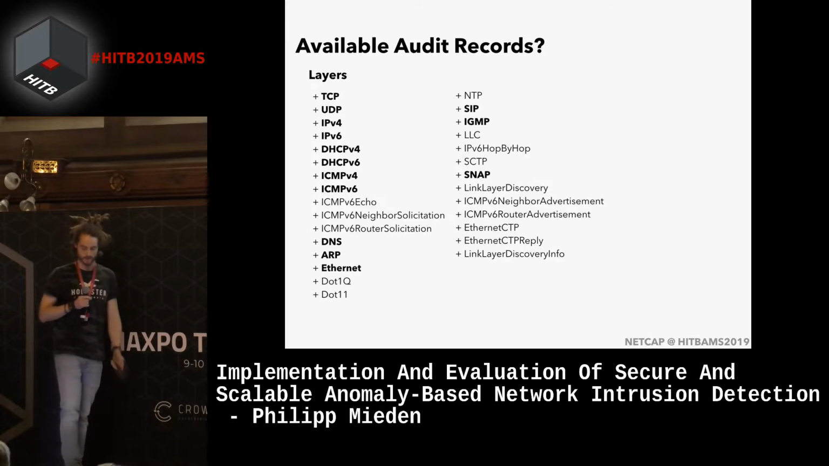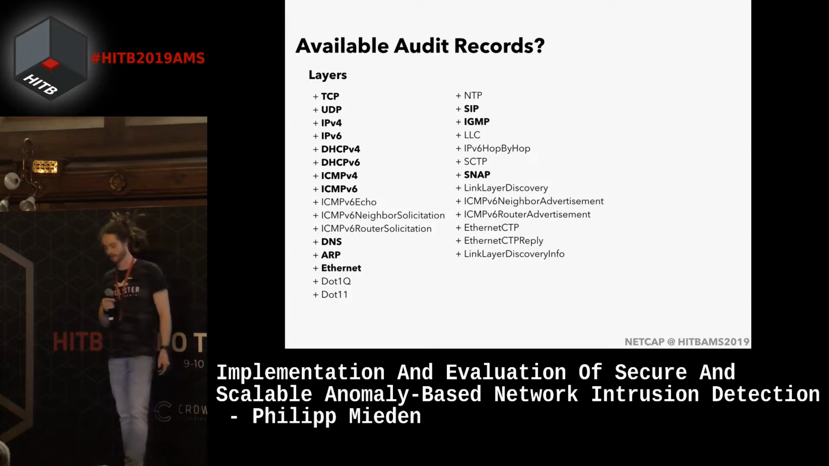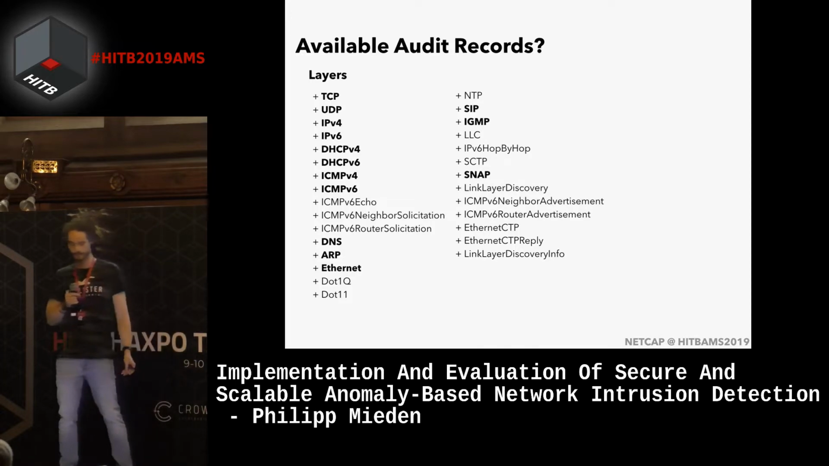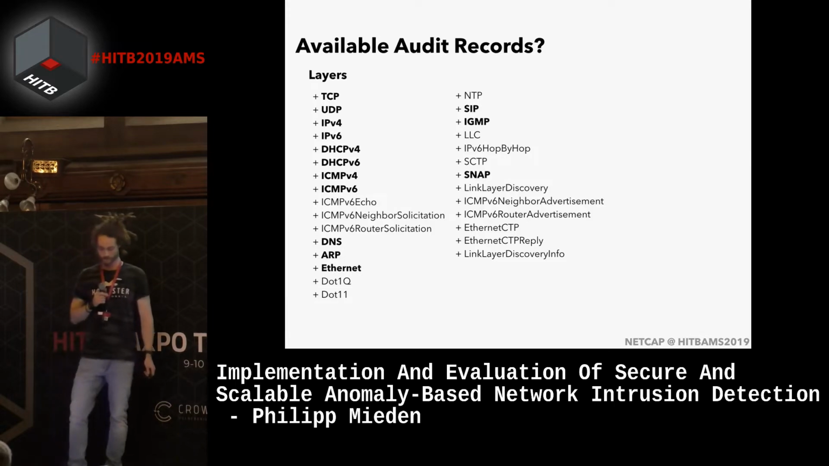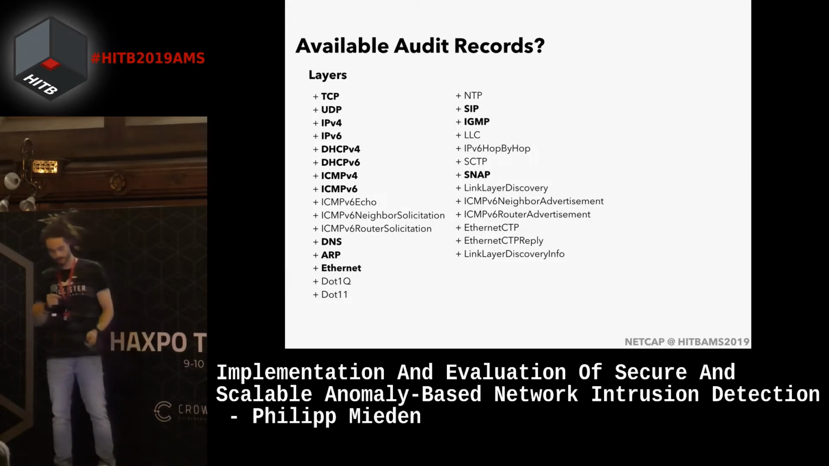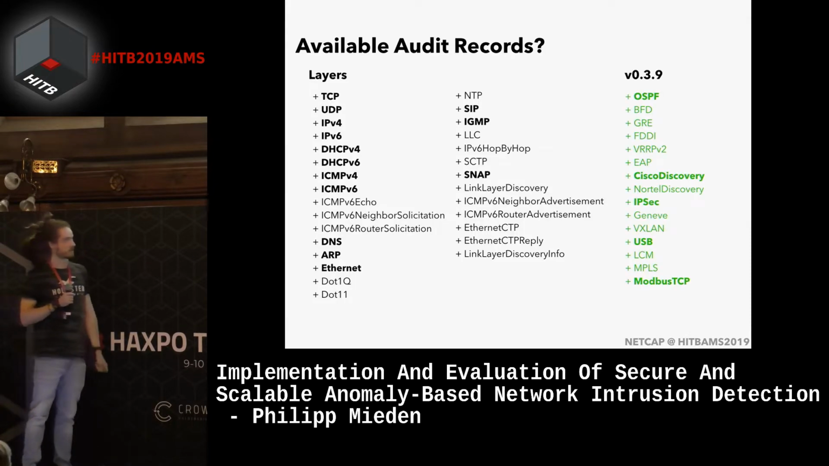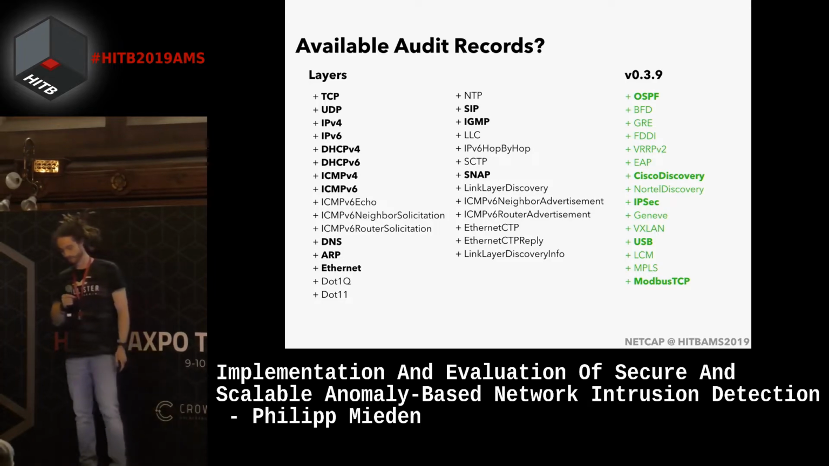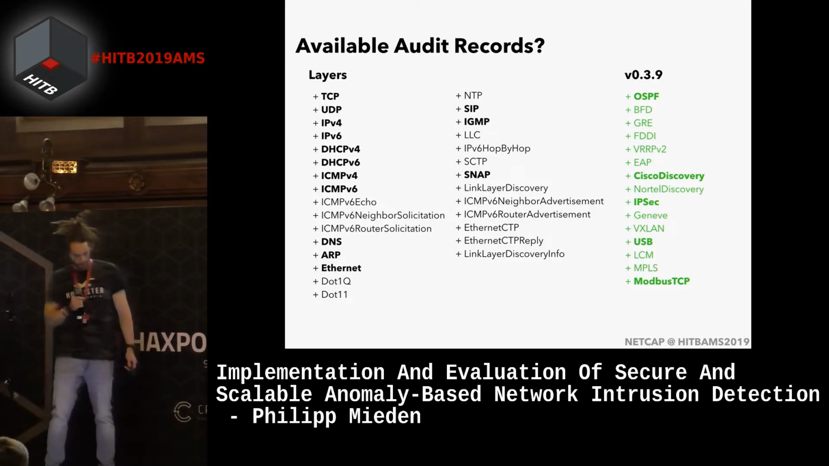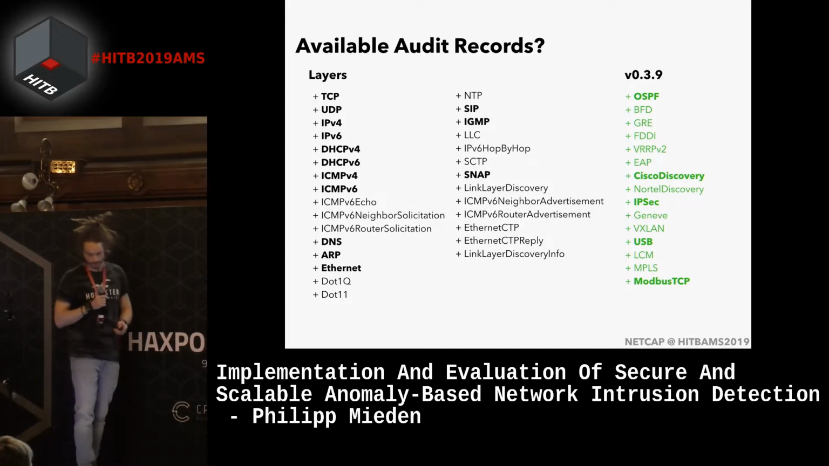So these are the layer types. These are protocol-specific audit records. As you can see, I just highlighted the most important ones. But all the basic protocols are supported, from TCP, UDP, IPv6, DHCP, DNS, ARP. And since version 0.3.9, there are a couple more. One which might be interesting is the USB protocol. I'll get to that in a second.